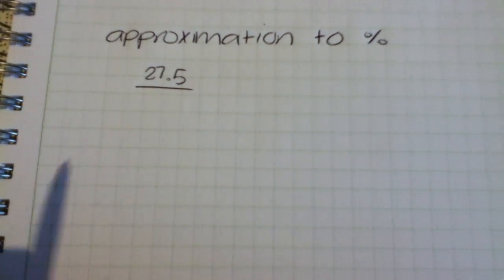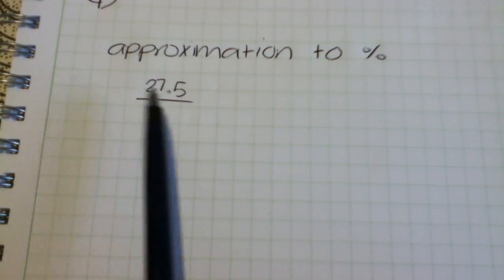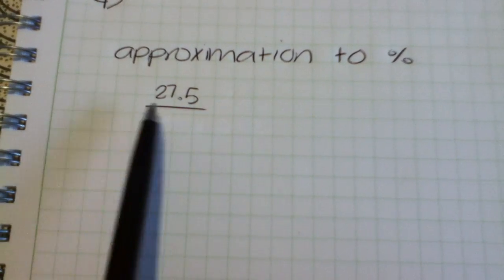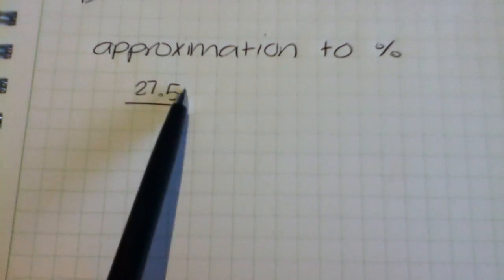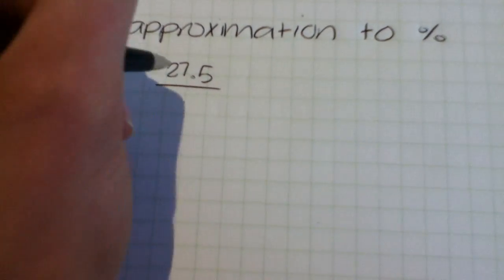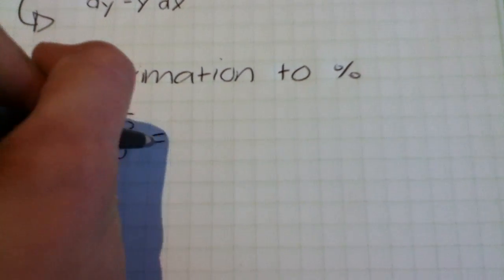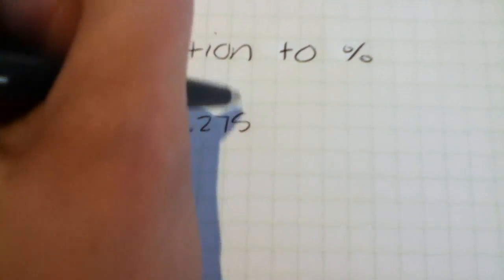So for this part of the question, we're asked to find the approximation to the percentage. So we're going to do the same as we did when we found the change in percentage. And so we're going to put a 27.5, which was the approximation to the total stopping time. And we're going to do the same. So we're going to divide it over 100, and then we will get 0.275, and that we will multiply times 100, and that will give us 27.5%.